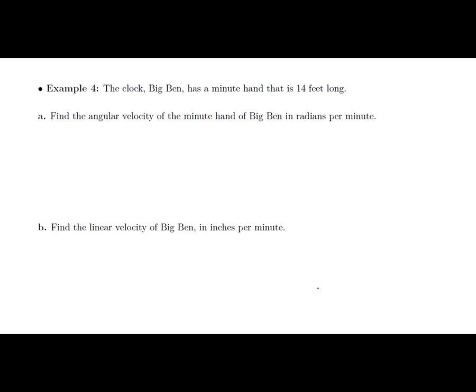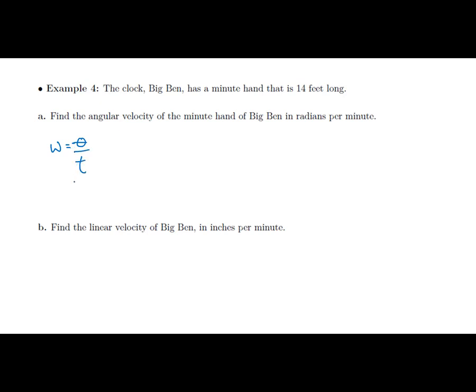All right, so let's take a look at an example here. This one has to do with the clock Big Ben in the Parliament in London. It has a very large minute hand. Its minute hand is 14 feet long. And so part A asks us to find the angular velocity of the minute hand of Big Ben in radians per minute.